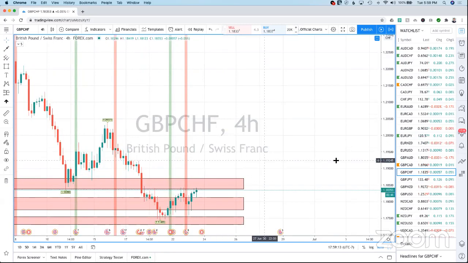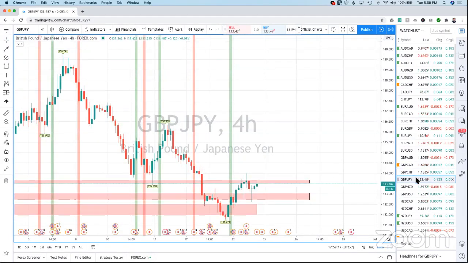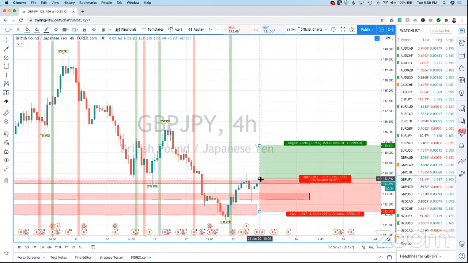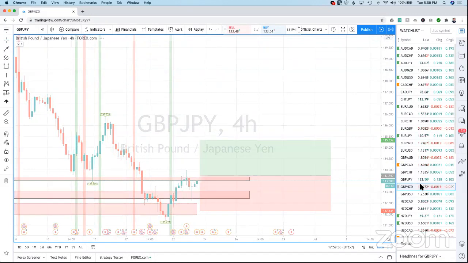No entry for GC. You can see it's stuck inside the zones. For GJ, if this bullish candle closes above, then we'd have a valid entry. But there's no break in zones right there. If we do, then that'd be a valid entry, but there's no entry right now.